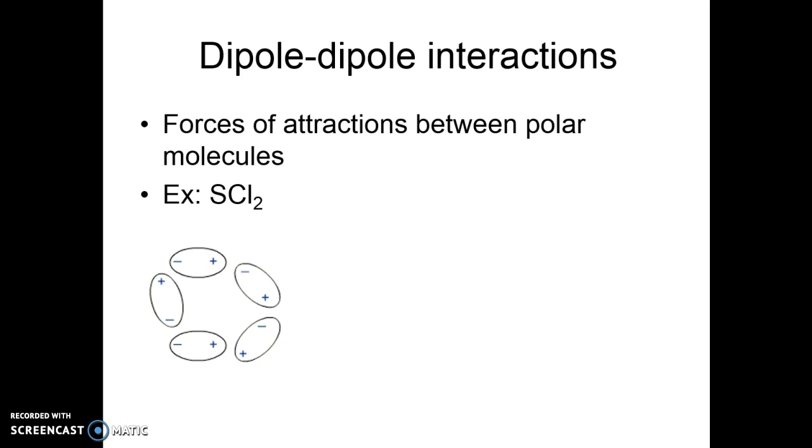SCl2 is a polar molecule, and so one side of the molecule is positive while the other side of the molecule is negative. When multiple molecules of SCl2 are near each other, they will arrange themselves so that the positive end of one molecule will be near the negative end of another molecule, and the positive end of that molecule will be near the negative end of another molecule. And as they come into contact with each other, they will rotate, putting the positive of one next to the negative of a separate one.